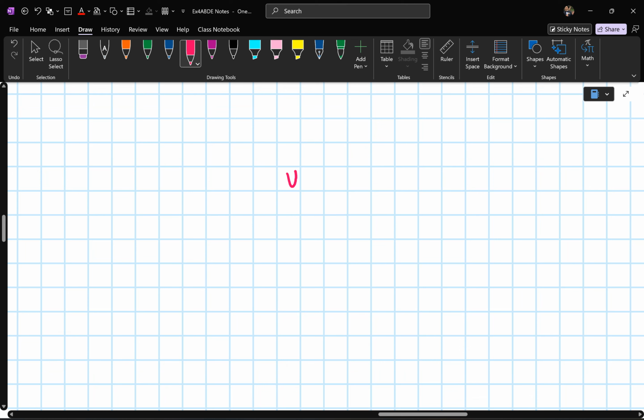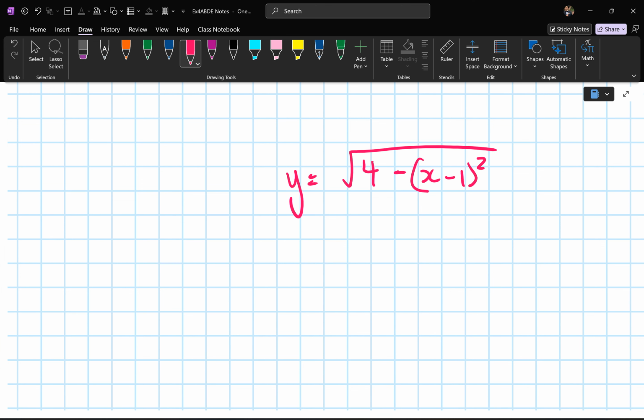Anthony asked this question. You got 4 minus, let's say if I said x minus 1 squared. So this is a semicircle that moves to the right by 1. I can tell it moves to the right by 1 because I'm looking at that one. Radius of 2. Now, he asks, can you just square root the 4 and then keep that square root like this?